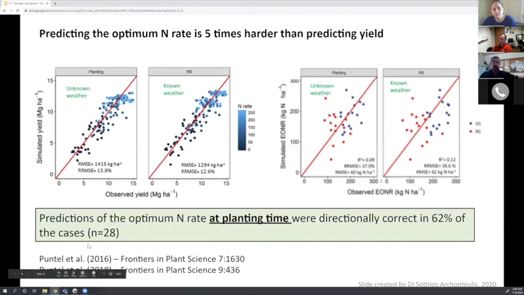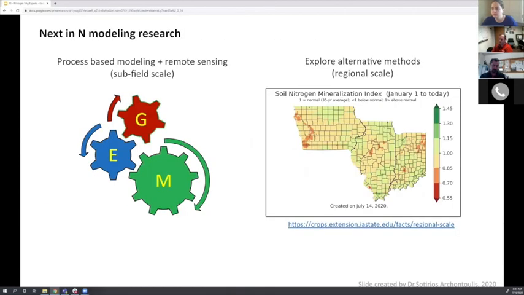An encouraging point from this analysis was that around 62% of all the cases, the model predicted accurately the direction of the optimum nitrogen rate. Is this going to be an above average year or a below average year? So we were happy with these predictions.